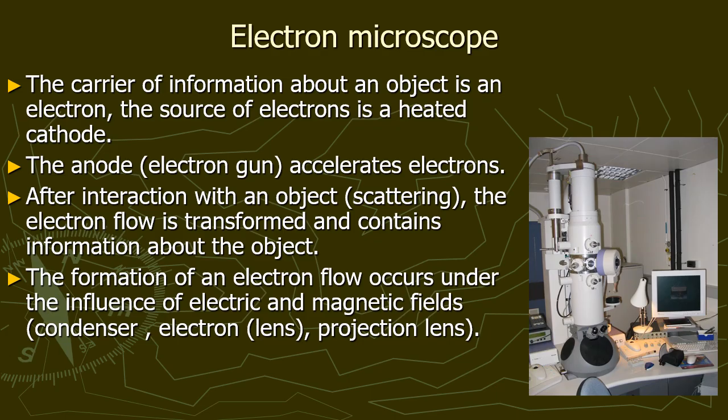In addition, an anode is used here, which accelerates electrons, and if we are talking about a transmission electron microscope, then some of the electrons will be scattered, and some will interact with the object. And then we get images either on a luminescent screen or on a photographic plate. This is characteristic of a transmission electron microscope.